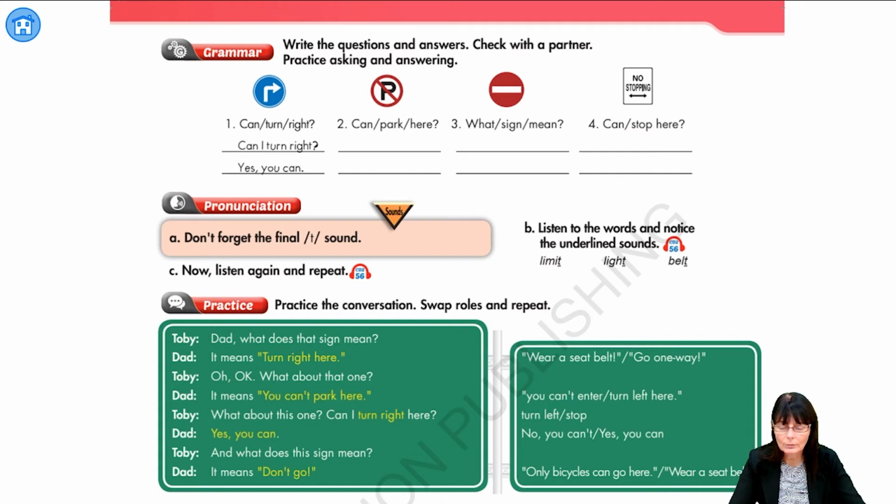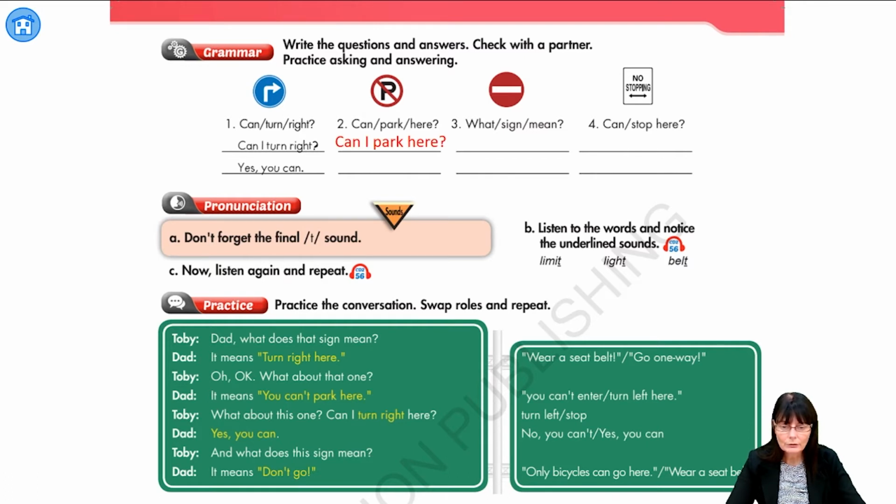Okay. So again, we're moving on to some grammar, but don't worry, it's only a little bit of grammar. Just write the questions and answers, okay? And you can use the prompts that they've provided you. So for example, number 1, you've got can / turn / right. So what you should write is, can I turn right? Then if you're answering, your answer would be, yes, you can. Okay, so we'll just go through and check the answers now for 2, 3, and 4.